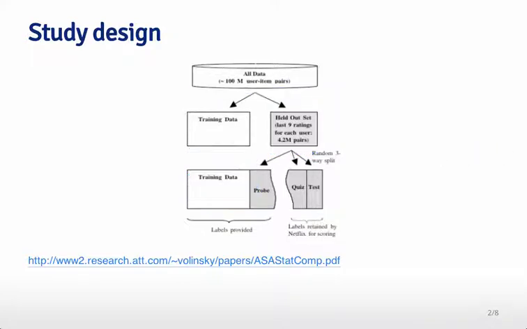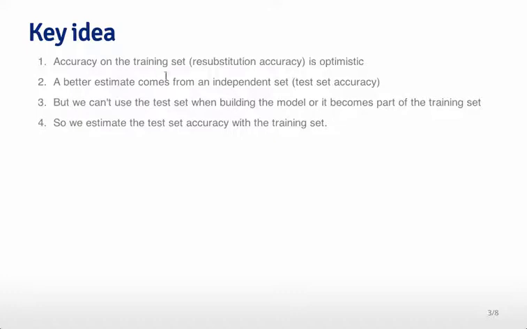So one problem that comes up very quickly is that accuracy on the training set, what's called resubstitution accuracy, is often optimistic. In other words, we're trying a bunch of different models and we're picking the best one on the training set, and that will always be tuned a little bit to the quirks of that data set and may not be the accurate representation of what that prediction accuracy will be on a new sample. So a better estimate comes from an independent data set. So in this case, say the test set accuracy.